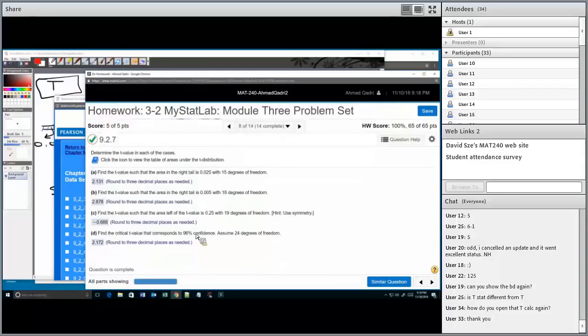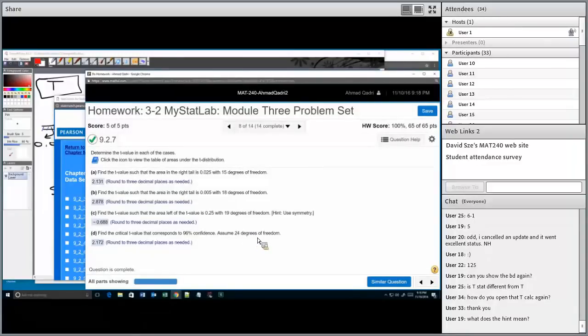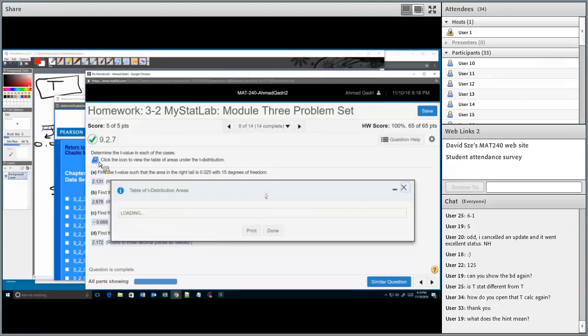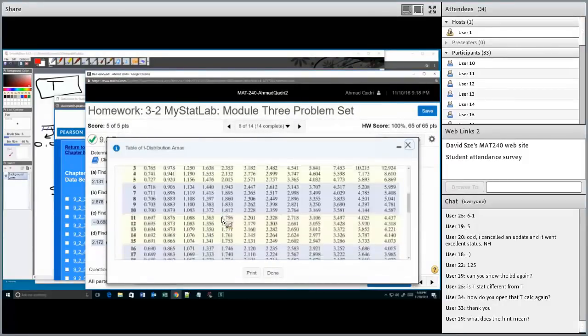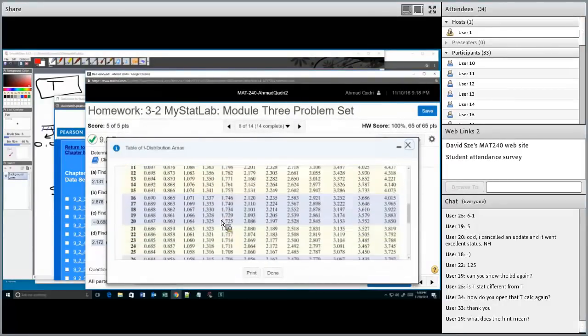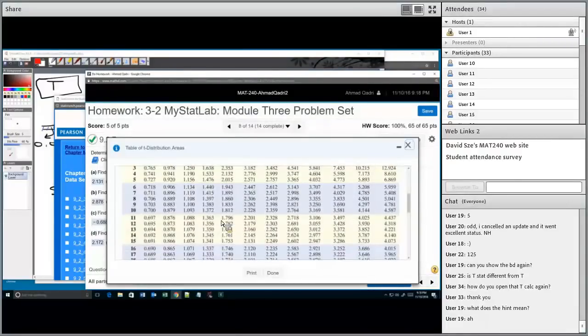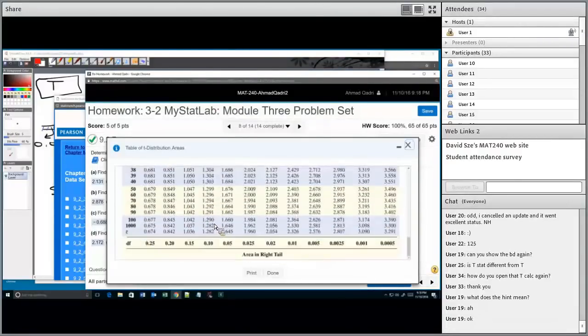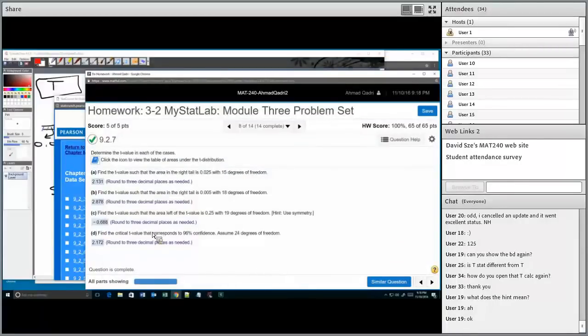Find the critical t-value that corresponds to 96% confidence. Okay, now you're going to help me solve this problem, and we have to assume 24 degrees of freedom. This hint is for, well, they really wanted you to use the tables. We can talk about it later today, but you don't really need to use these tables. All of the problems you can do using the T calculator. Maybe after the session, I can show you how to use the tables as well.